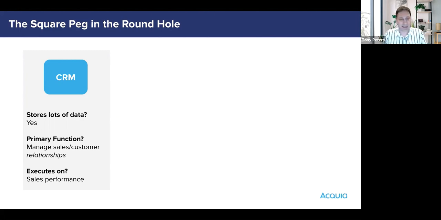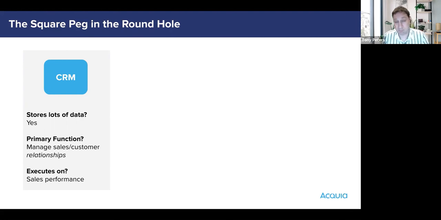It doesn't execute on typically sending out your emails, or shouldn't do. It shouldn't execute on your web personalization. It shouldn't execute on advising your ad traffic, etc. It executes on that sales performance. So even though you've got all that data in there, and you can probably see a rich view of that customer, it's going to be a bit difficult to slice and dice that data to get real insights. Probably hasn't got great machine learning in there, and it's not going to execute across all the channels that you want.